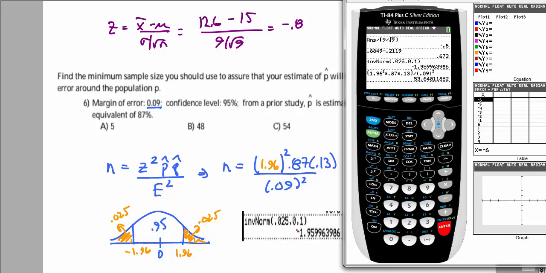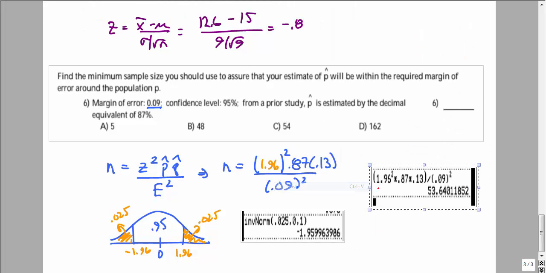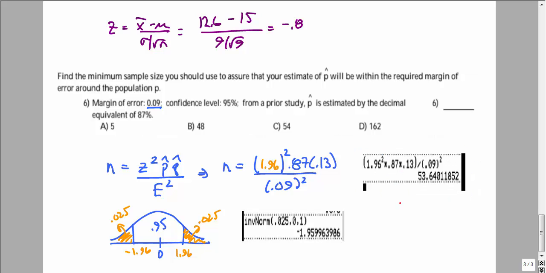Okay. Now remember, we always round up to the next value. If we round down, I wouldn't quite have the sample size needed to meet the criteria there. So in this particular case, when I round up, I would get 54. And that would be our answer for letter C. So again, I get 54. So my sample size should be about 54. It can't be lower, because otherwise I wouldn't meet that particular confidence level or that margin of error that was given to me.